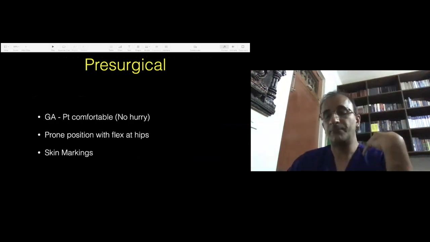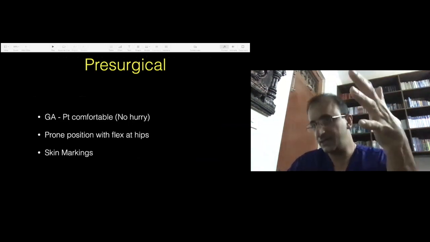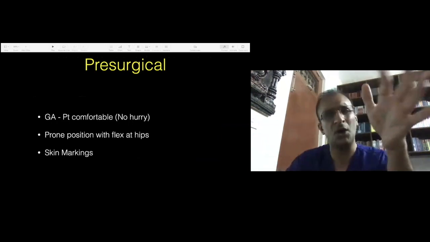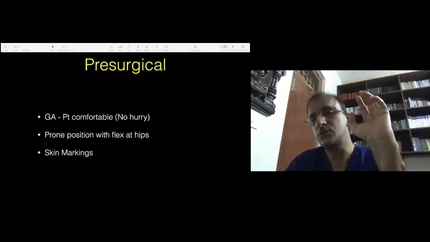Now, for me, pre-surgically, the patient is under GA. I feel if the patient is more comfortable, he's not moving, there is no stress, I can easily do my surgeries.